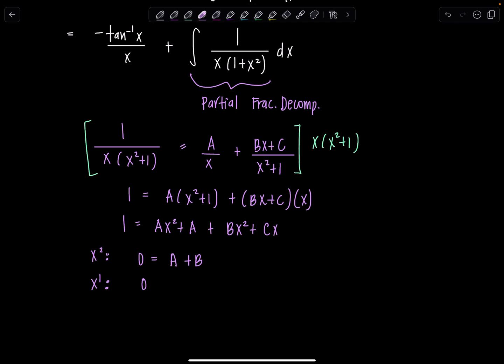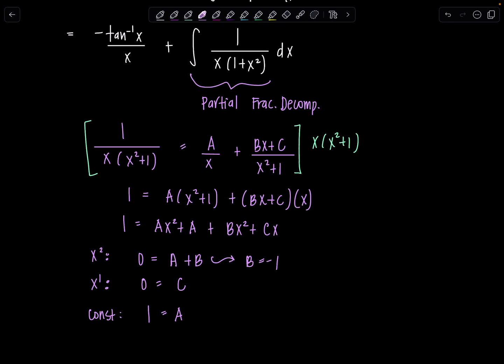For x to the first, there's no x to the first on the left, and then there's a Cx on the right, so that means C is 0. That one's done. And then our constant, there's a 1 on the left, and there's just A on the right. So A is 1, and then that tells me B is negative 1.